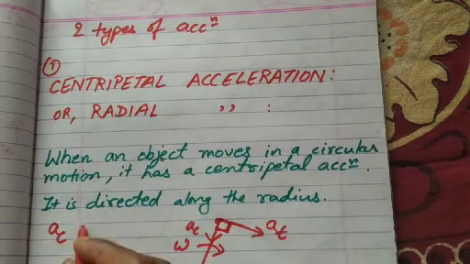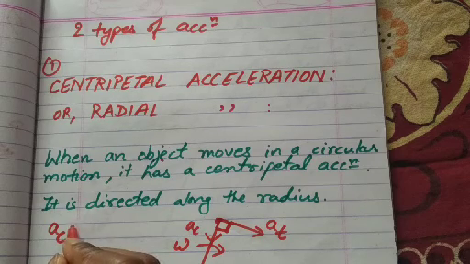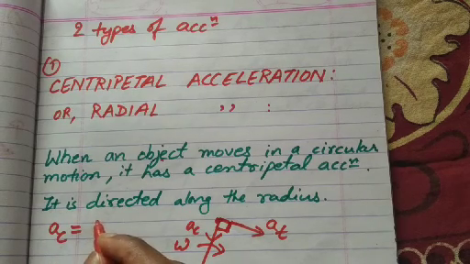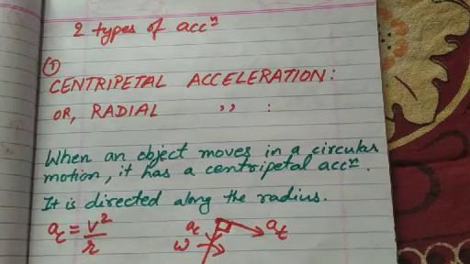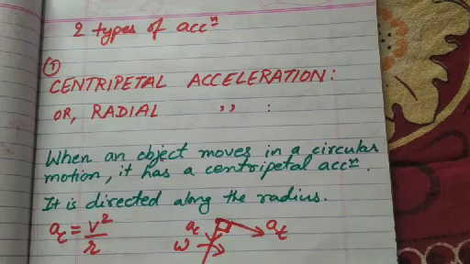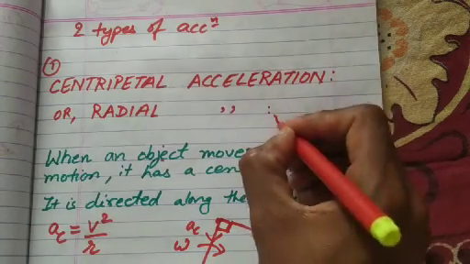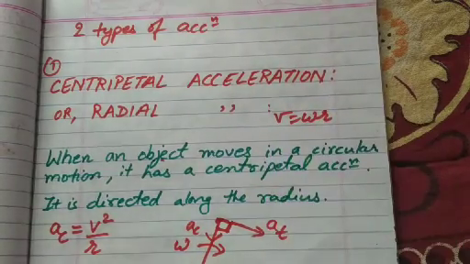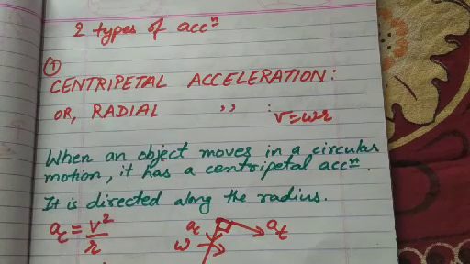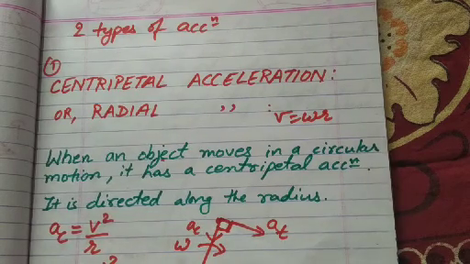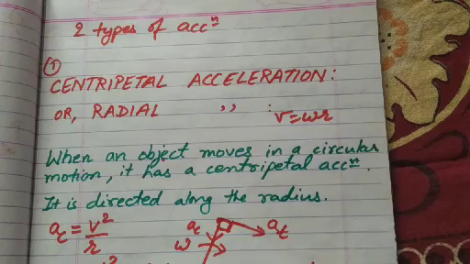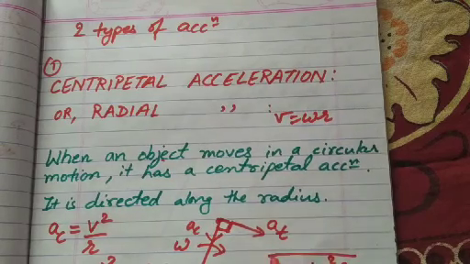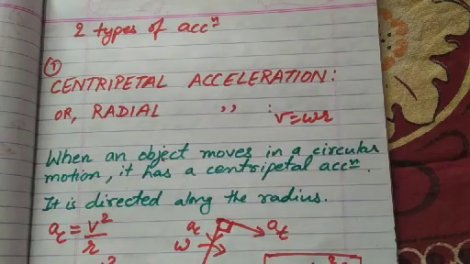The formula for centripetal acceleration is given by v square by r. As we know, v is equal to omega r, so omega r whole square by r, which is equal to omega square r square by r, which gives AC is equal to omega square r. So this is the formula of centripetal acceleration.